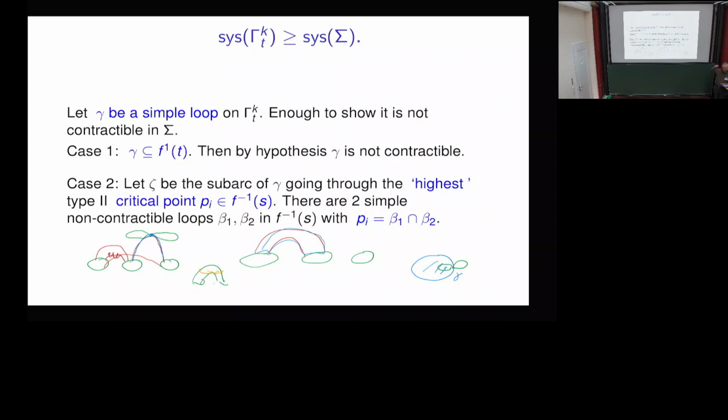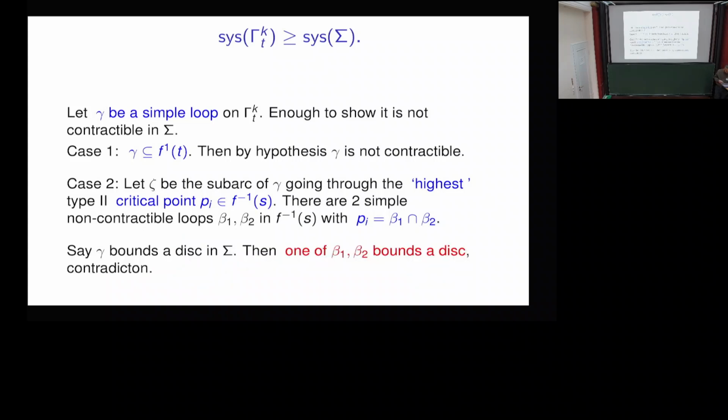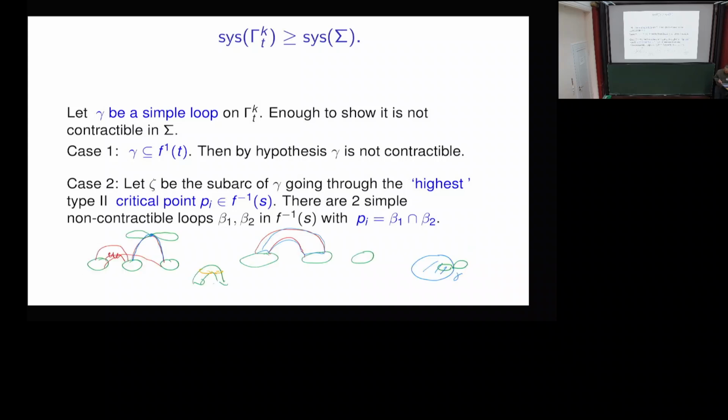So just look at the highest level, and you see if my gamma bounds a disk, then one of these two simple closed curves that intersect tangentially, so to speak, bounds a disk, which is not possible. So say gamma bounds a disk, and one of, sorry, I denoted them beta 1, beta 2. These are beta 1 and beta 2.